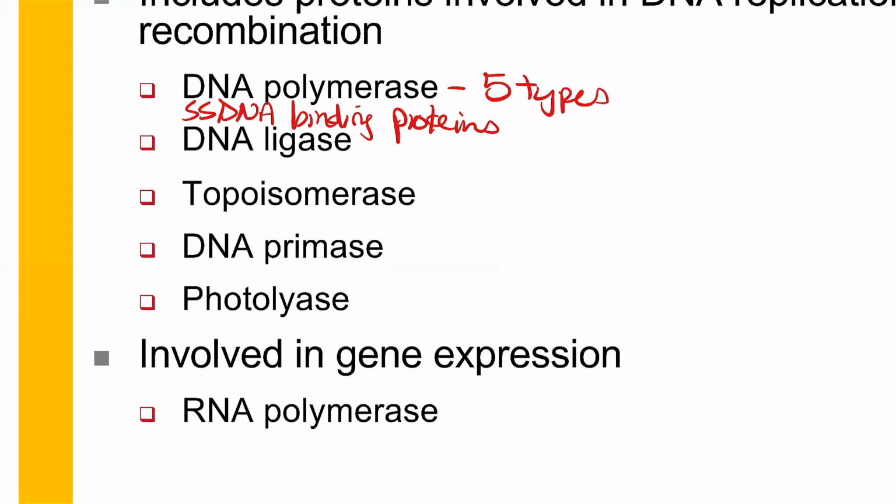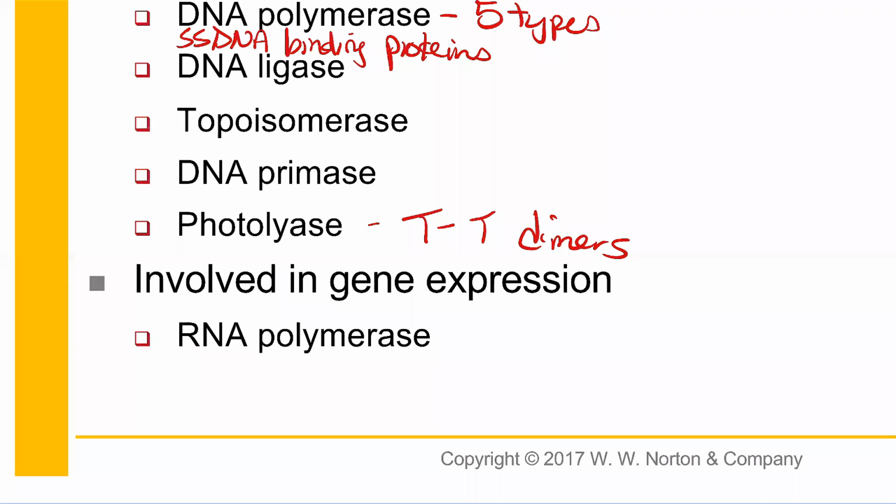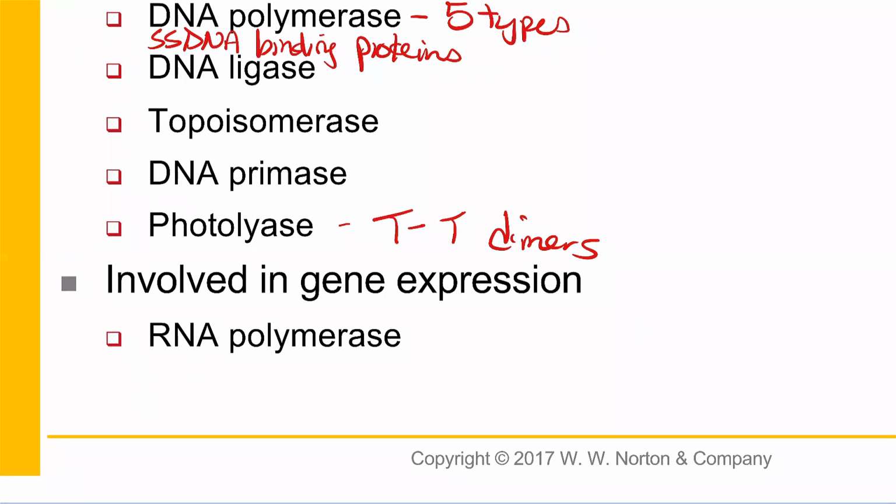You also have photolyase. Photolyase is an example of repair. This repairs our thymine dimers, right? If you go out and you get UV radiation, you are actually creating mutations inside of your DNA, thymine dimers. So please, please, please don't go to a tanning booth. All you're doing is making thymine dimers. You also have caretaker proteins that are involved in gene expression, right? So RNA polymerase.